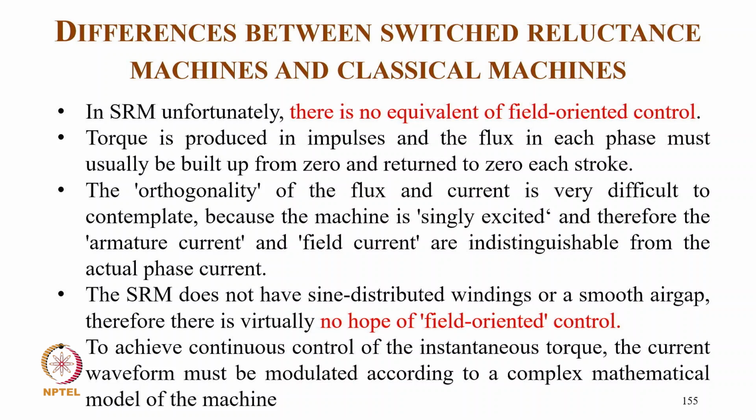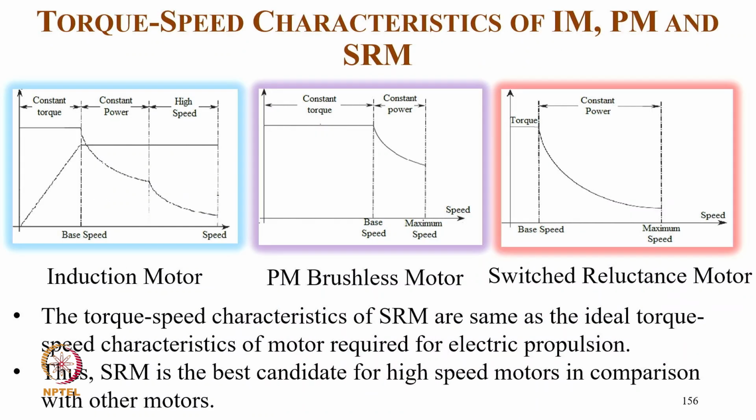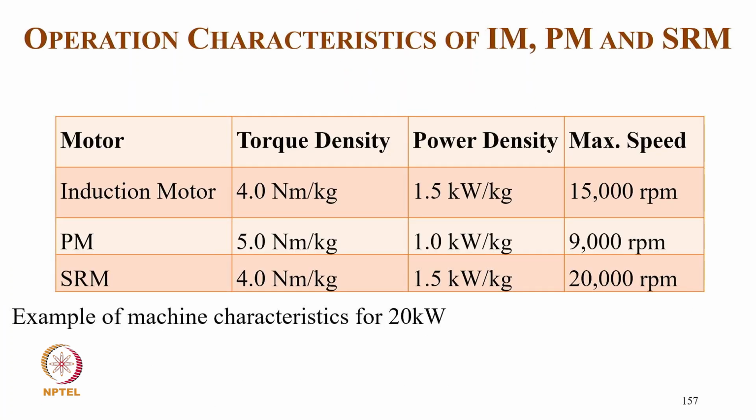So to achieve continuous control of the instantaneous torque, the current waveform must be modulated according to a complex mathematical model of the machine. And this is typically like an induction motor, then a PMDC motor and a switched reluctance motor. The torque speed characteristic of the SRM is the same as the ideal torque speed characteristic of the motor required for electric propulsion. Thus, the SRM is the best candidate for high-speed motoring in comparison to other motors.